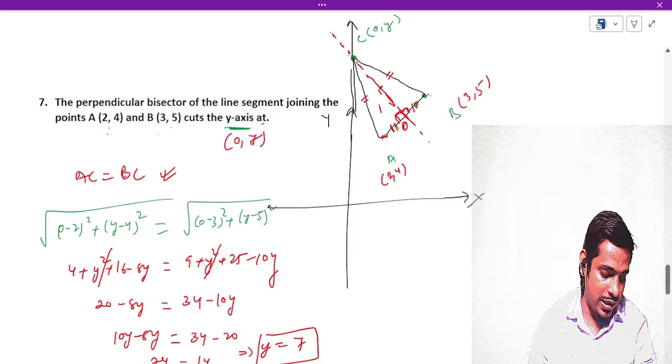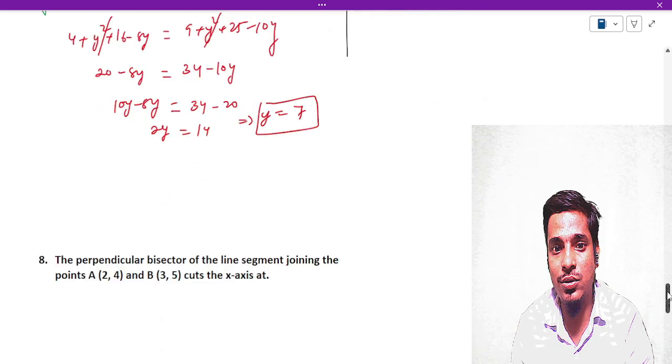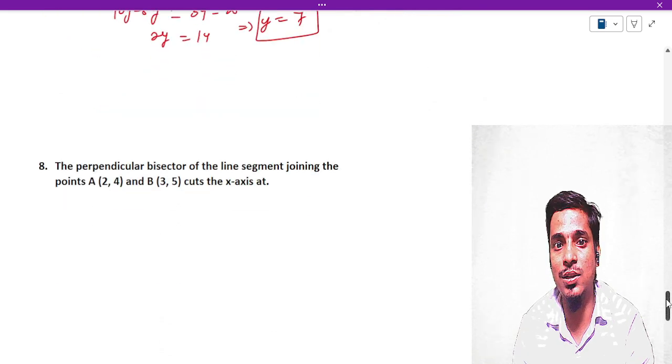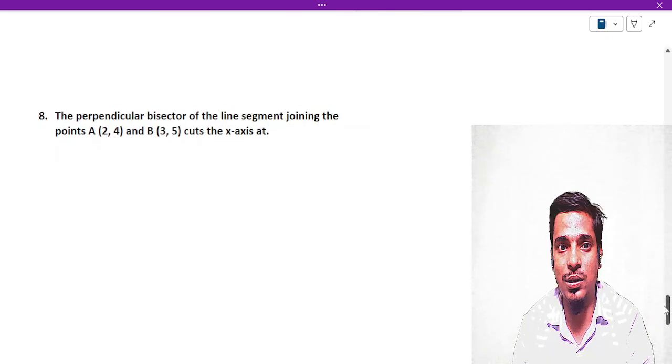I hope it is clear, right? Okay. So the same kind of question is there. You take a screenshot of this and try to solve it and comment on the answer.